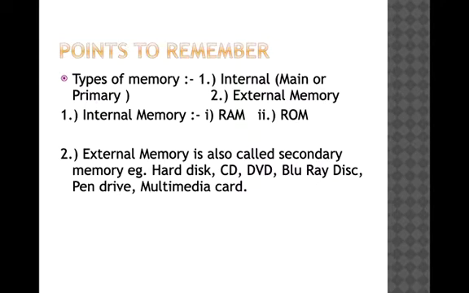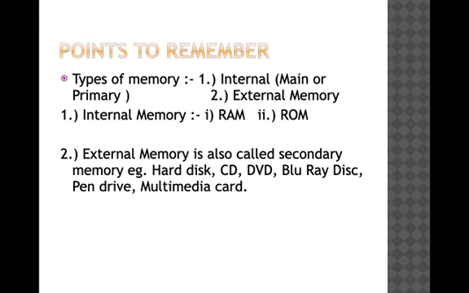Internal memory is main memory or primary memory. External memory means secondary memory. It is given the second priority. For example, I have some photographs in the computer and I want to store them in the CD. It is the second option. I can copy all the photographs in the CD and then I can erase them from the computer. So that is a secondary option, second priority.